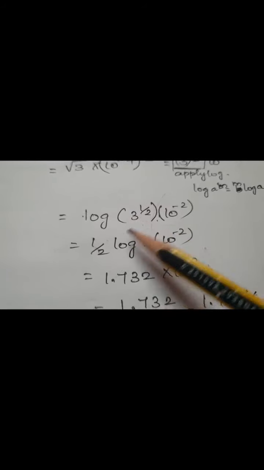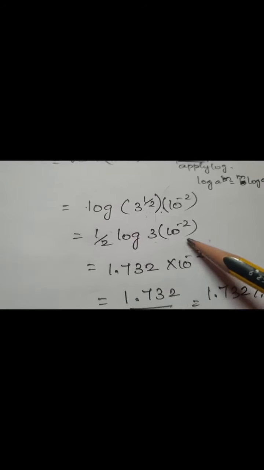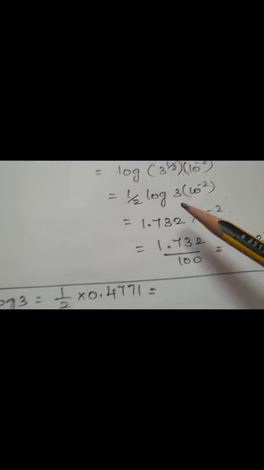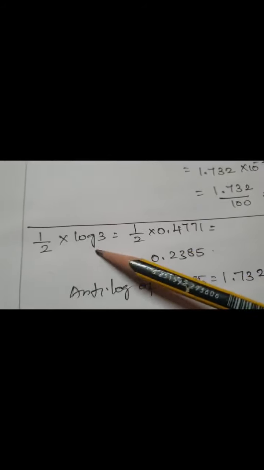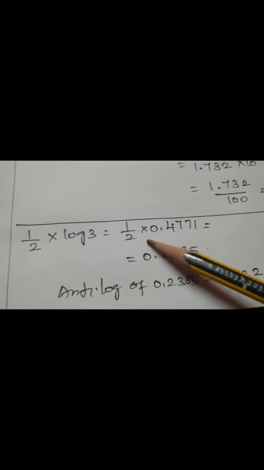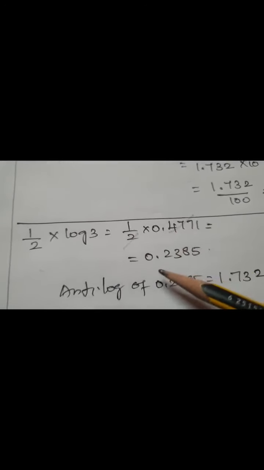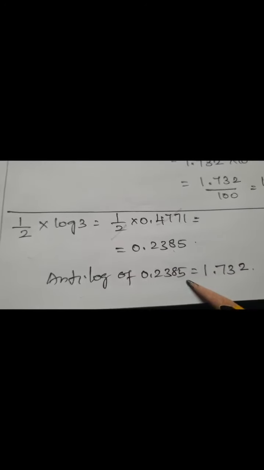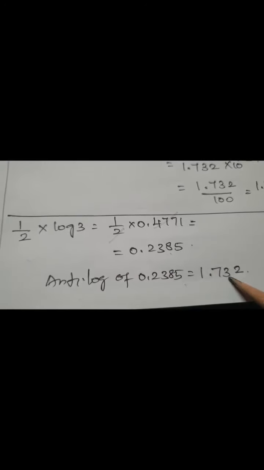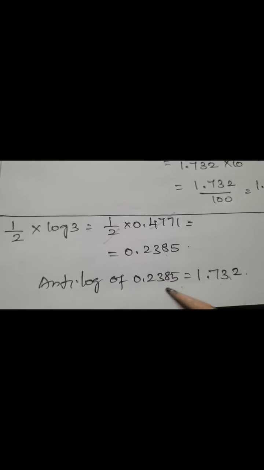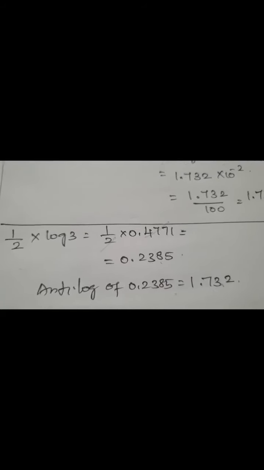So this can be written as half log 3 into 10 power minus 2. Log 3 value, I did this rough work here: 1 by 2 into log 3, 1 by 2 into 0.4771. Simplifying this, you get 0.2385. Then we have to take the antilog of this value. Antilog of this value is 1.732. This is given in the log book. When you look at the antilog page, you can get 1.732.